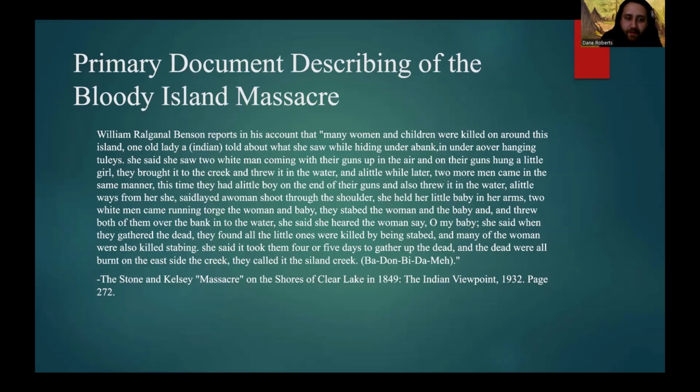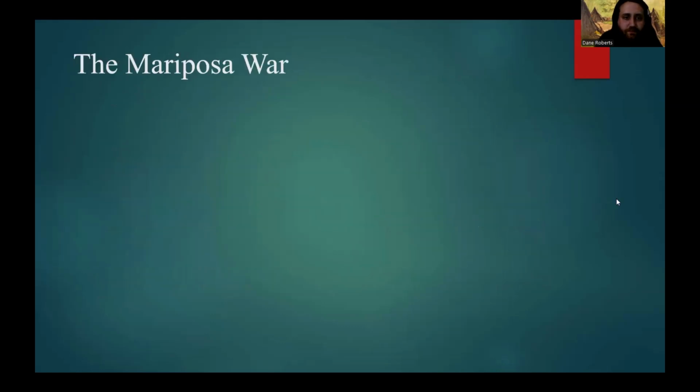She said when they gathered the dead, they found all the little ones were killed by being stabbed, and many of the women were also killed stabbing. She said it took them 4 or 5 days to gather up the dead, and the dead were all burnt on the east side of the creek. They called it the Island Creek, or Island Creek. Ba Don Bi Da Me. So this shows just how horrific and brutal this massacre was. And here's that source that I got this information from.